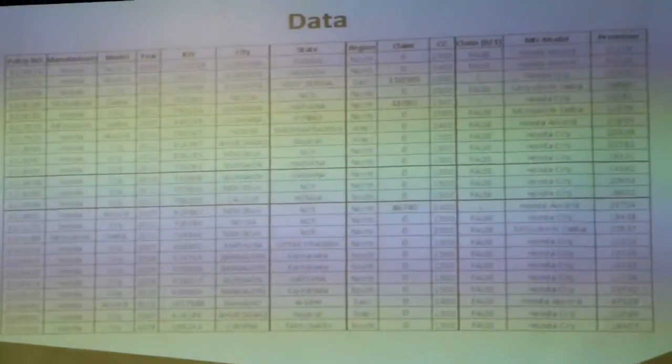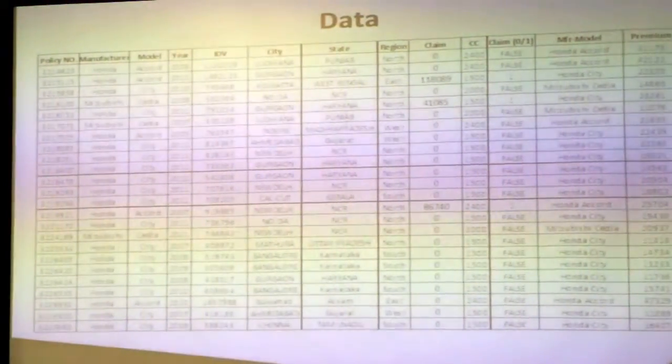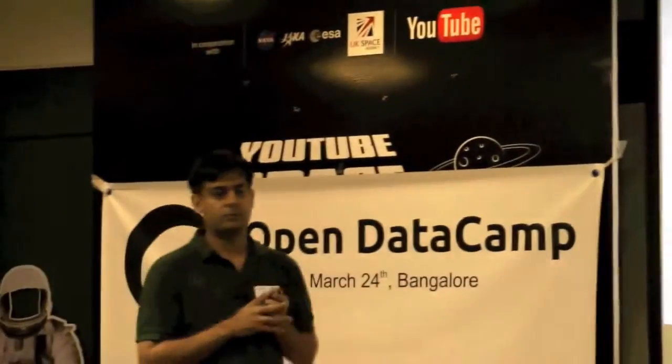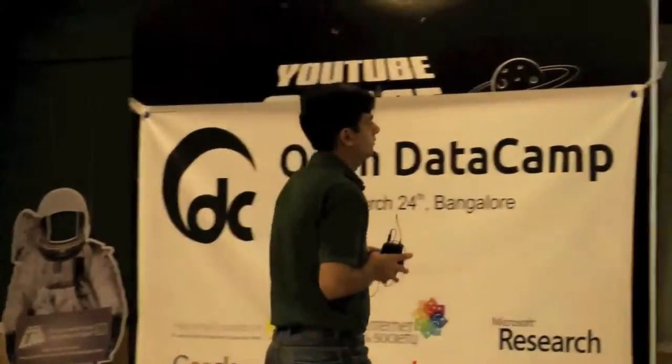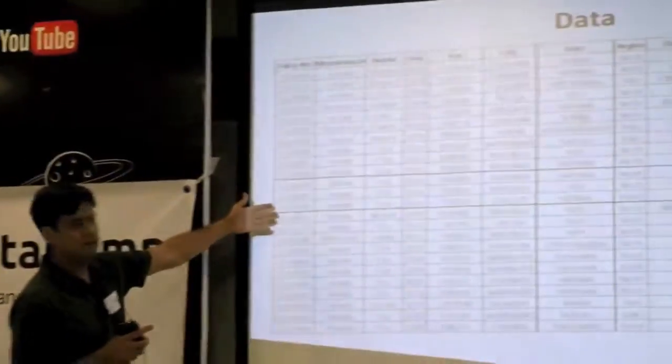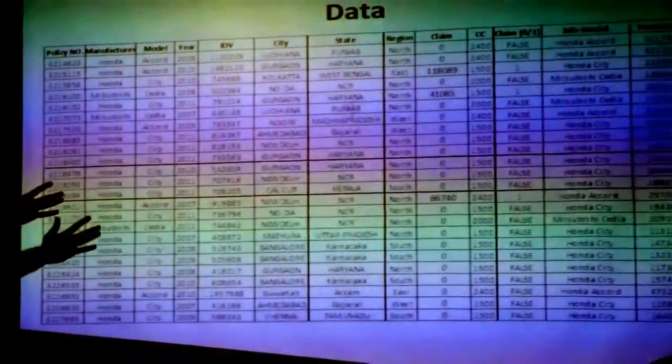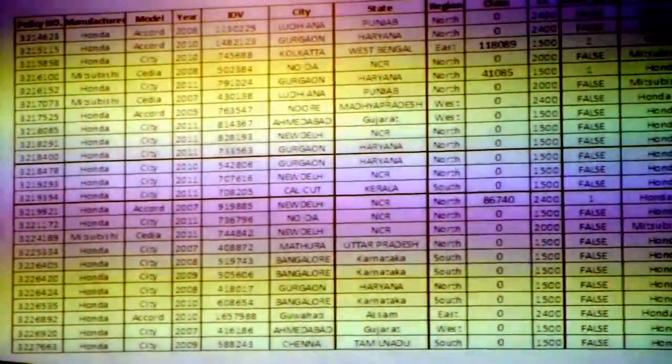And so this is just a snapshot, just a glimpse of the kind of data that is there. Again, this data has been cleaned up. We've simplified it. But essentially, you have a policy number which is a unique identifier for each policy, and you have information about the vehicle. You'll notice that there is no information about the driver here.